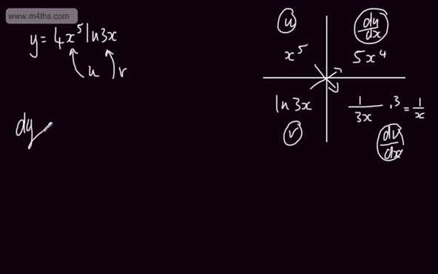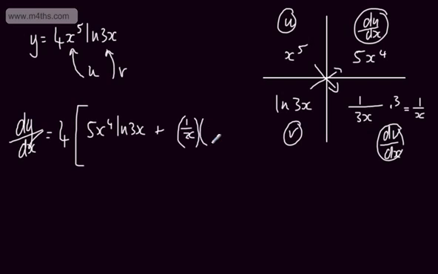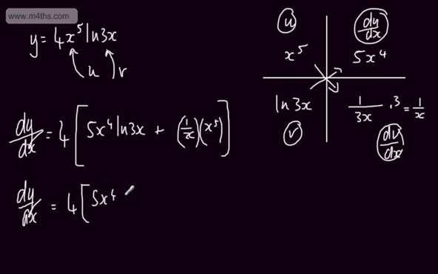That's dv by dx. So what we're going to do is multiply these two and add to it the multiple of those. So we'll have dy by dx will be equal to 4 lots. Taking the constant out, we're going to have 5x to the power of 4 multiplied by the natural log of 3x, plus 1 over x multiplied by x to the power of 5. So we can see that these are going to cancel, so we can write dy by dx will be equal to 4, and then we're going to have 5x to the power of 4 multiplied by the natural log of 3x plus x to the power of 4.